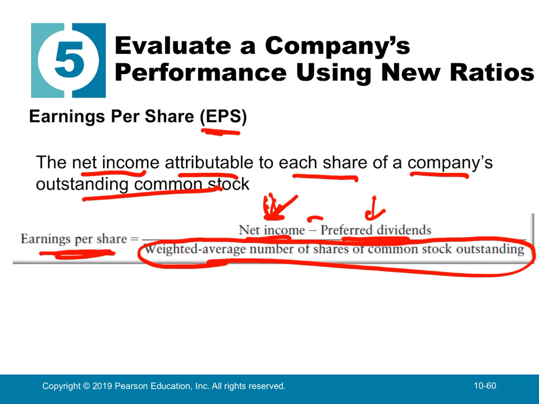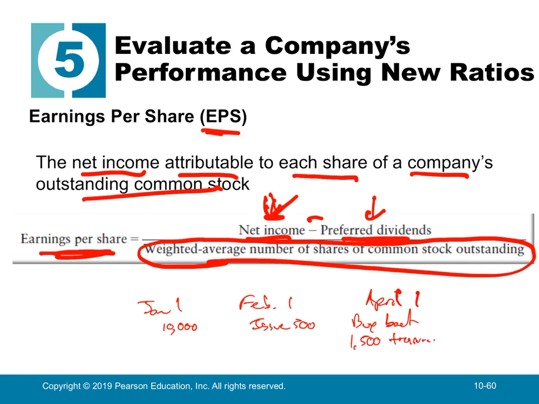Sometimes, for example, if on January 1st you have 10,000 shares, and then February 1st you issue 500 shares, and then April 1st we buy back 1,500 treasury stock, and on and on. We need to multiply: from January until February, we had 10,000 shares, so 10,000 times 1/12. From February until April, we had 10,500 shares because we issued some new shares here. So that's how we calculate the weighted average over a year.